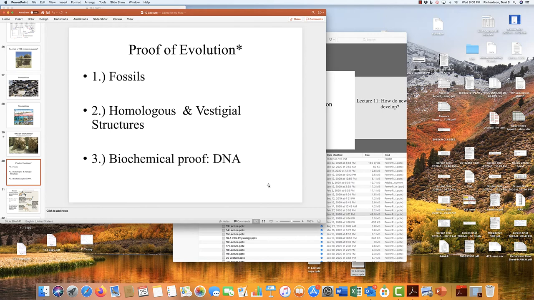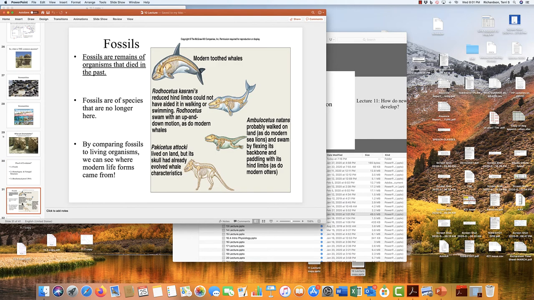The first is fossils. Fossils, we believe, is proof of evolution. The second is homologous and vestigial structures. And you might remember that word homologous from homologous chromosomes. And finally, biochemical proof, or DNA. If every living thing is made of DNA, doesn't that mean we all came from the same thing? All right, I'm jumping the gun here.